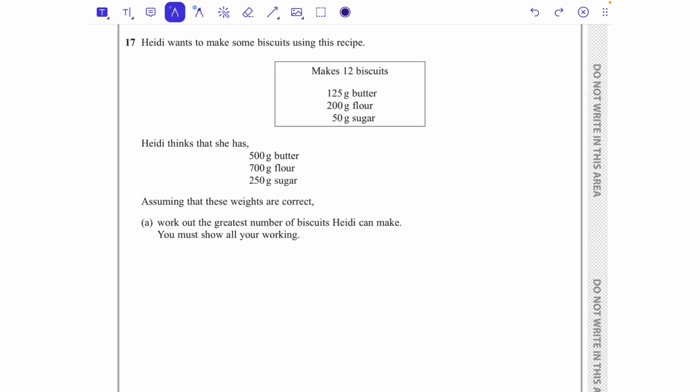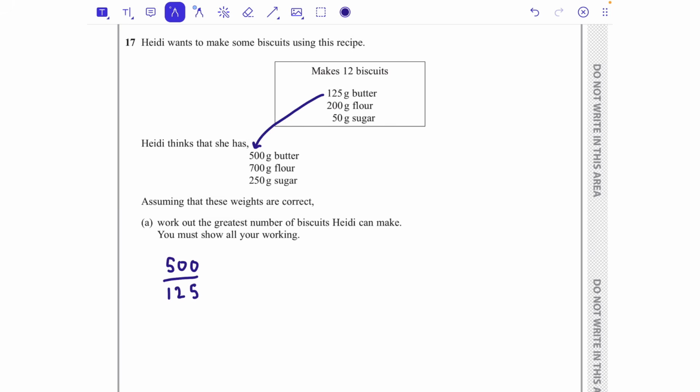So what we want to do is see how many times we can multiply the recipe up to get what she's got. So if we think about 125 and we've got 500, how many times bigger can I make this recipe? Can I do the recipe once? Can I do the recipe twice? And so on. So if we do 500 divided by 125.